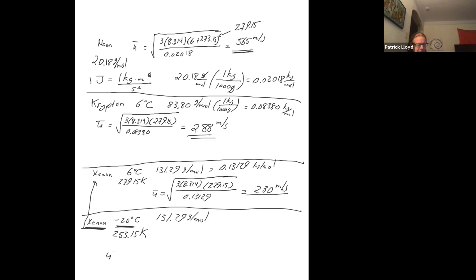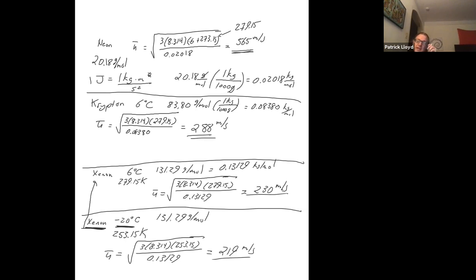So now your average speed would be 3 times 8.314 times 253.15 divided by 0.13129. And let's see what that works out. 3 times 8.314 times 253.15 over 0.13129, square root, 219.